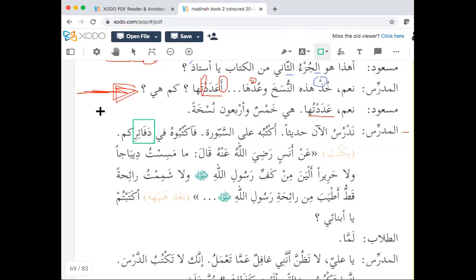Supposed to be majroor with what originally? Fatha, right? As the sister just said in the notes. Majroor bi fatha, because it's mamnu' min as-sarf. So why in this case is there kasra? It's because it's plural. For pronunciation. So singular? Dafatirikum.